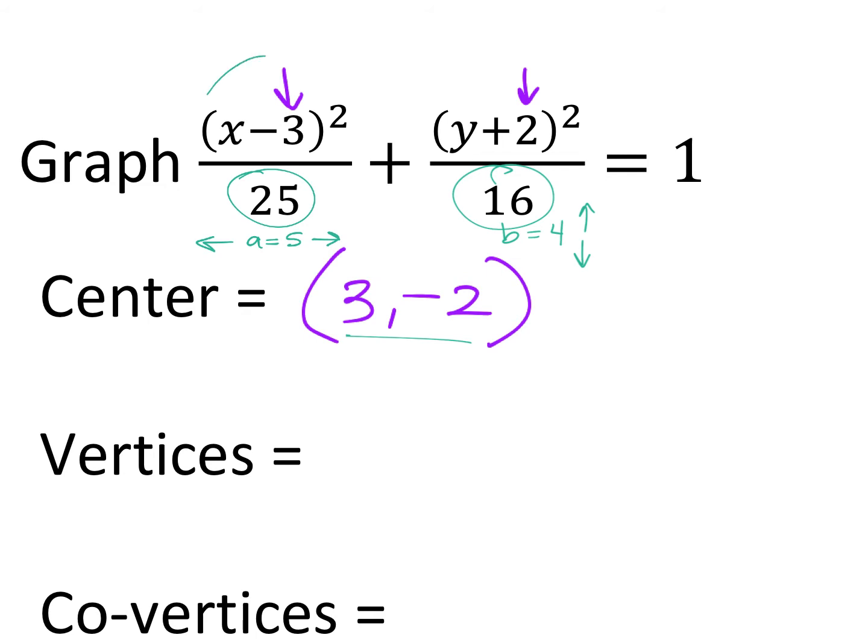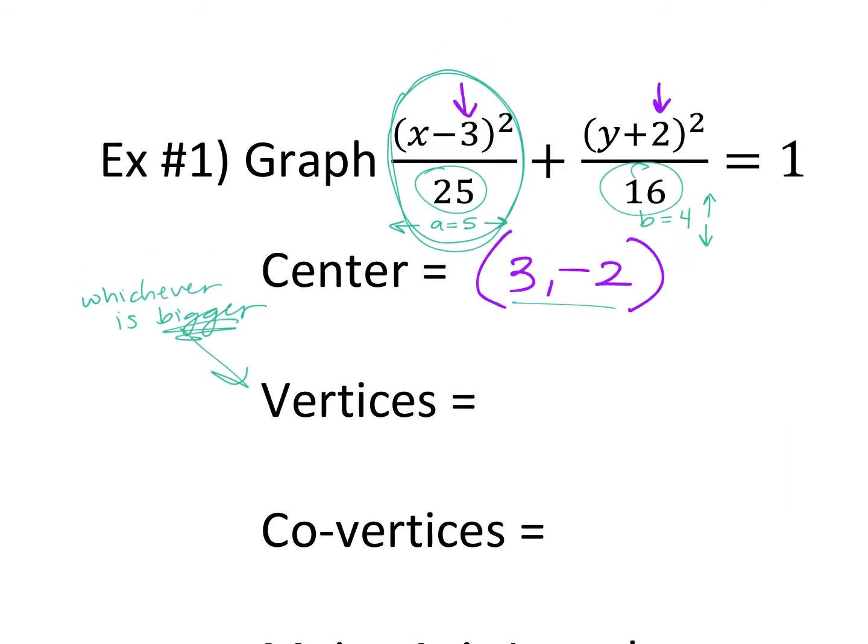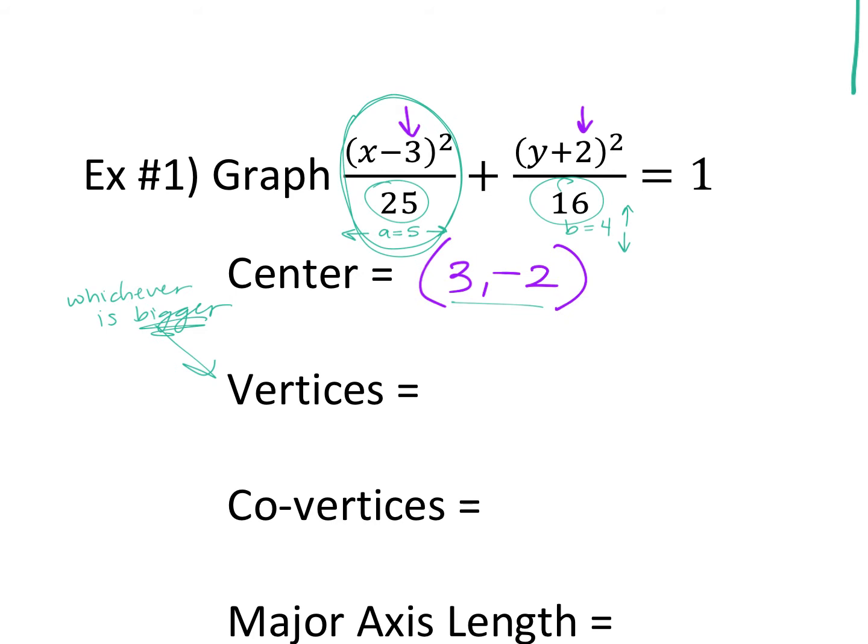But that means our vertices are coming from here, right? Maybe you want to just remind yourself of that. This is whichever is bigger. Okay. So our vertices are coming from that 25. Okay, my a value is 5.